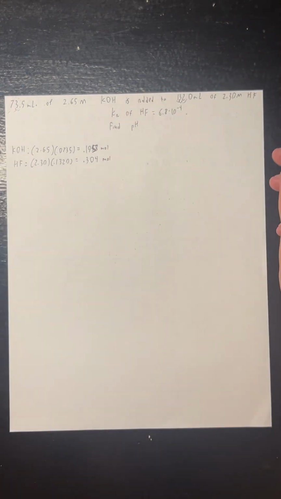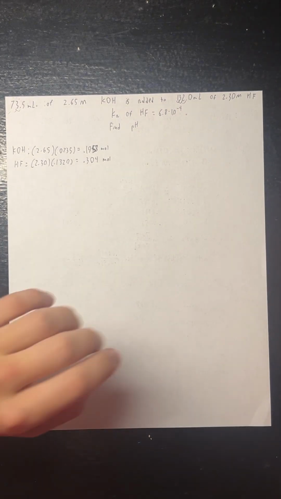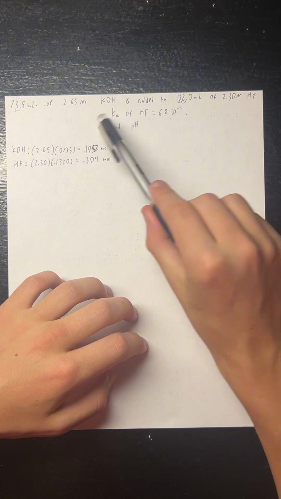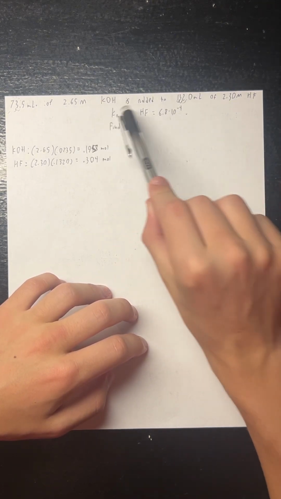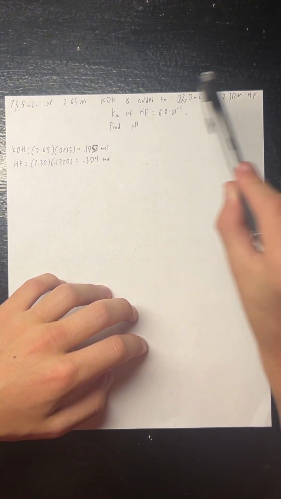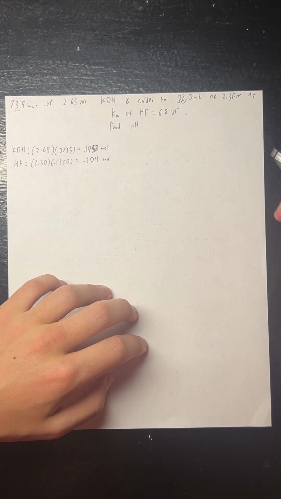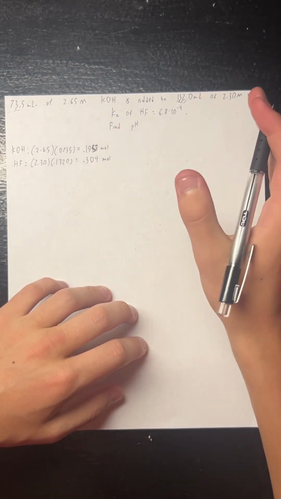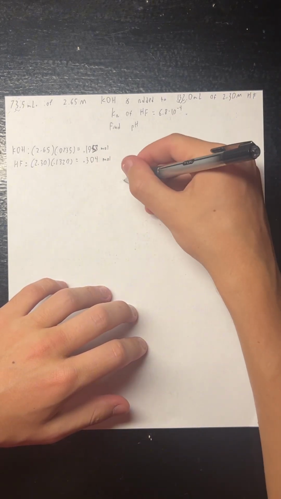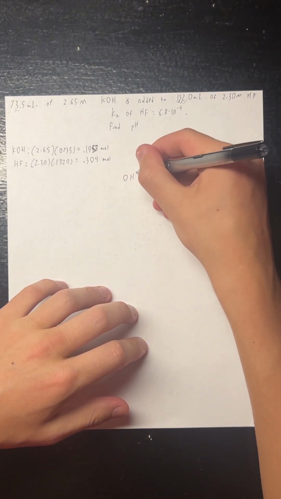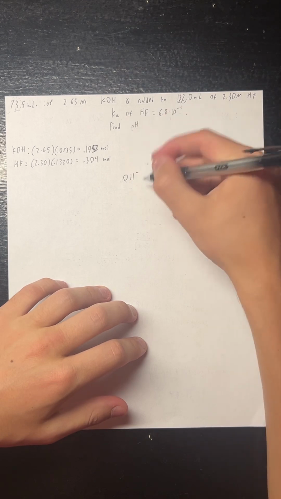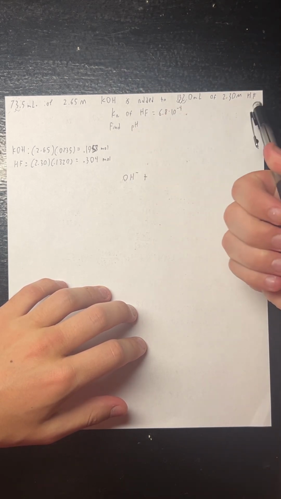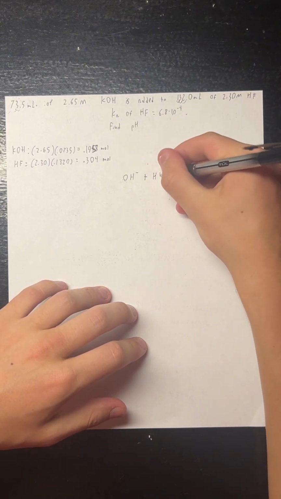So now we can set up the equation. I know setting up the equation may seem hard, but it's really simple. All it is, pretty much, it tells you what it is. This is added, so plus that. By the way, K is a spectator, so we don't worry about it. When we're writing the equation, we just leave it out. So we just go OH minus is added, so plus HF.